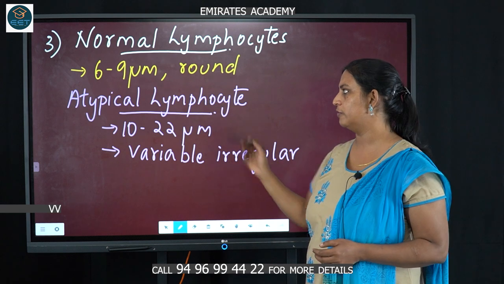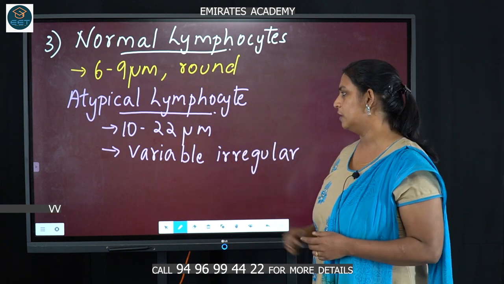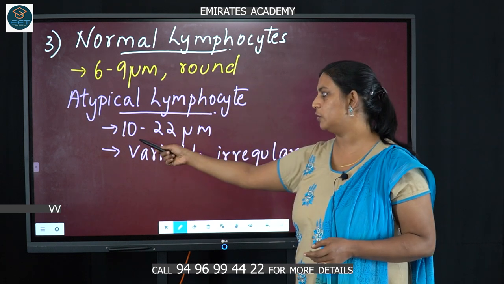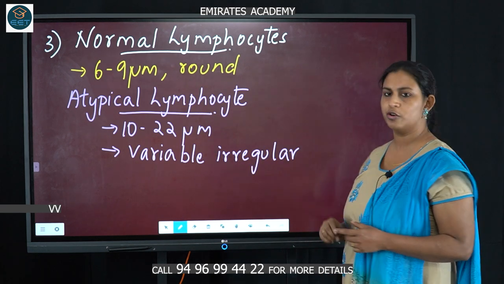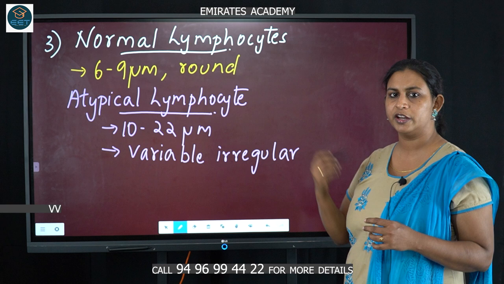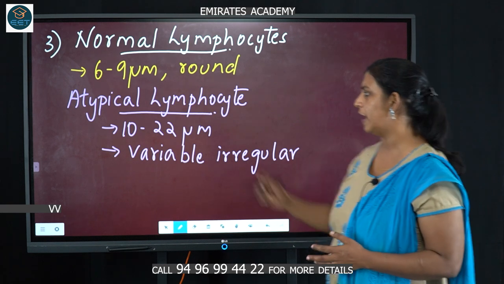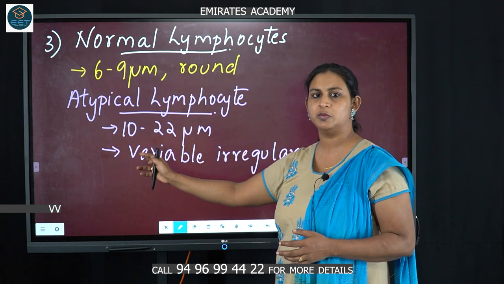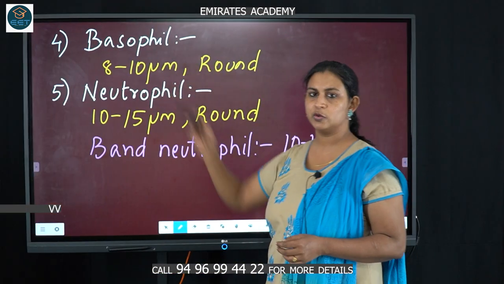Then atypical lymphocytes, that means those which are different from the normal lymphocyte. Their size will be larger than the normal lymphocytes, between 10 to 22 micrometers, and variable or irregular. The shape will not be a correct circular shape. The size and the shape are going to be irregular, with the size between 10 to 22 micrometers.